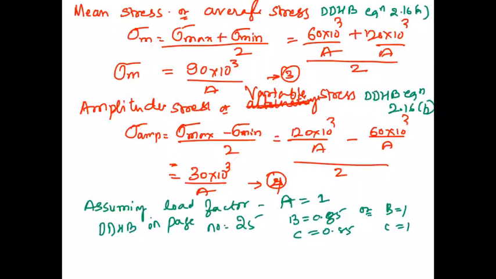Next, now as they have given both the values, that is, ultimate stress as well as yield stress as well as endurance stress, you can refer to equation number 2.21a. So let us go for the equation.